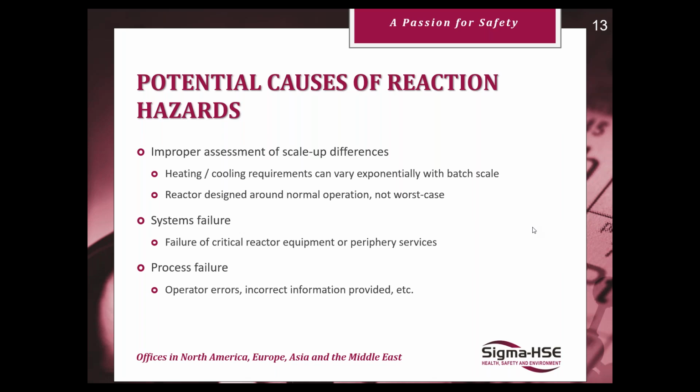Secondary to that is systems failure. We talked about maintenance, failure of equipment or supply systems. These can all cause issues on reactors. And then, of course, process failure: mischarging of reagents, operator errors, incorrect information for the reaction, lack of training. All these kinds of things come under process failure.